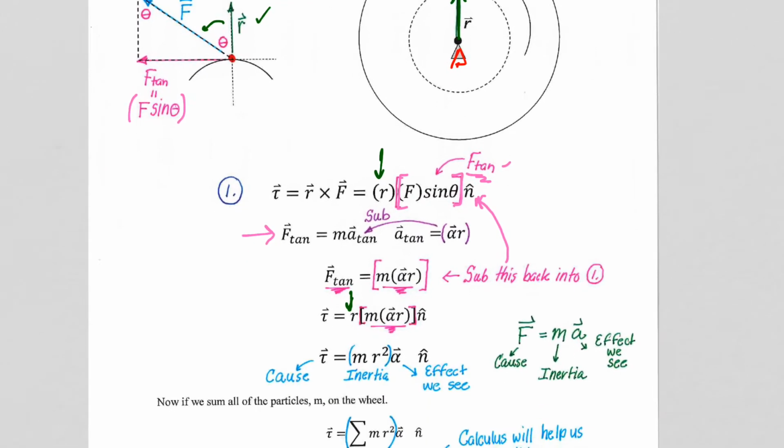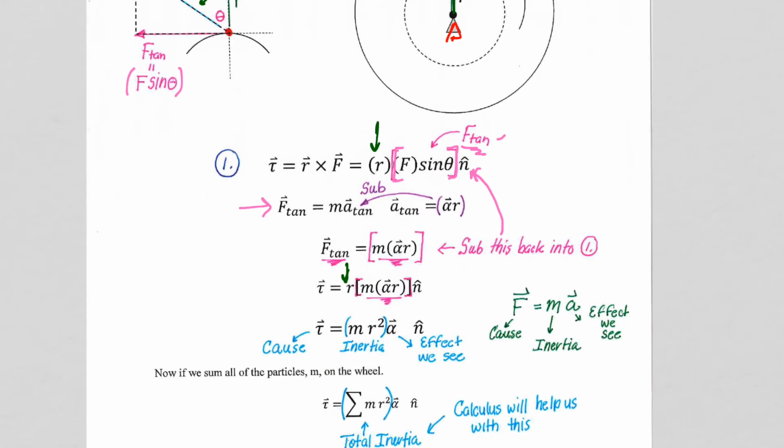We have two r's, m r squared alpha, and look at what we have. Now we have the structure we're looking for. We have torque equals m r squared, and we're going to bracket that together. That's going to become our rotational inertia term, times alpha. Torque is the cause, causing the rotational acceleration. m r squared is our rotational inertia, and the effect that we see is our rotational acceleration alpha.